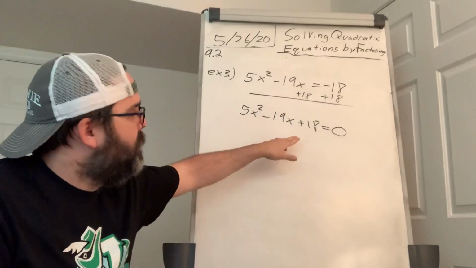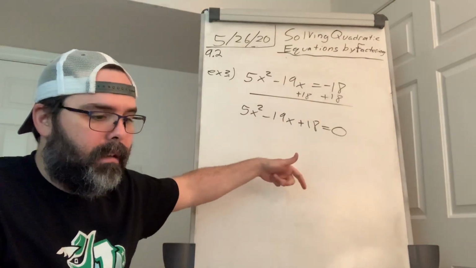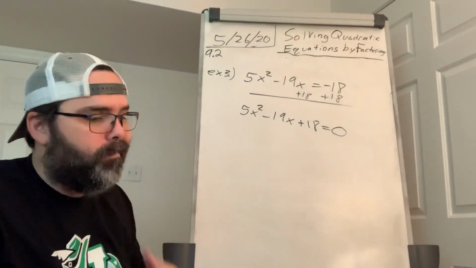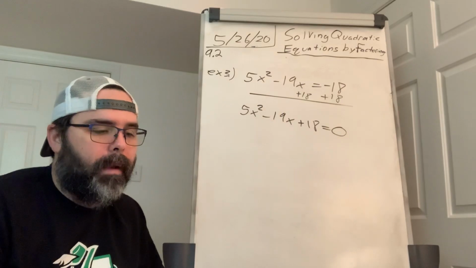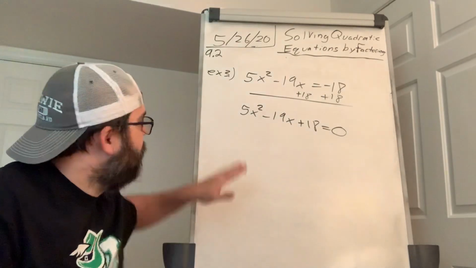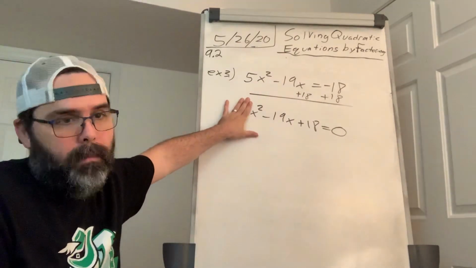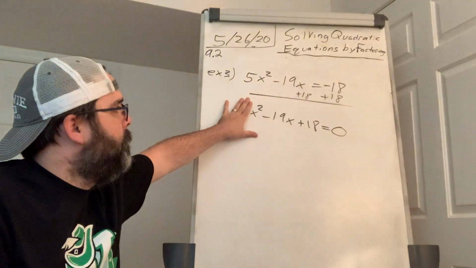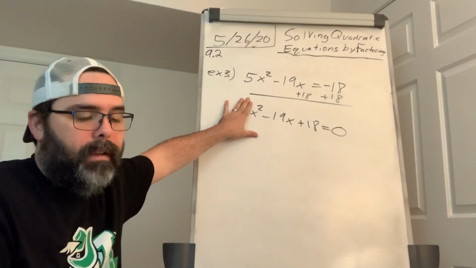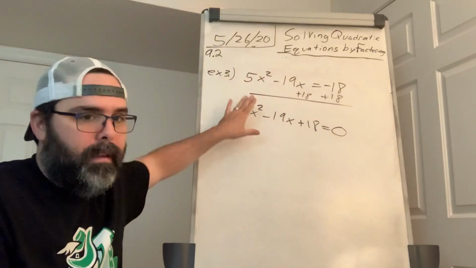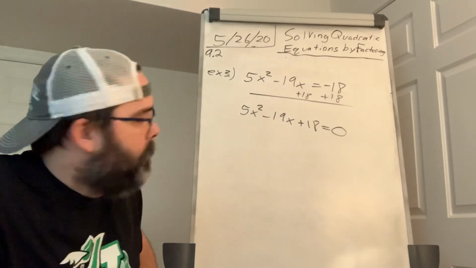You might think that it's 1 times 18 or negative 1 and negative 18. It's not the case. That would be the case if this 5 wasn't here. It would be negative 1 and negative 18, right? Because negative 1 plus negative 18 is negative 19. All right, we got this 5, we got to deal with it.